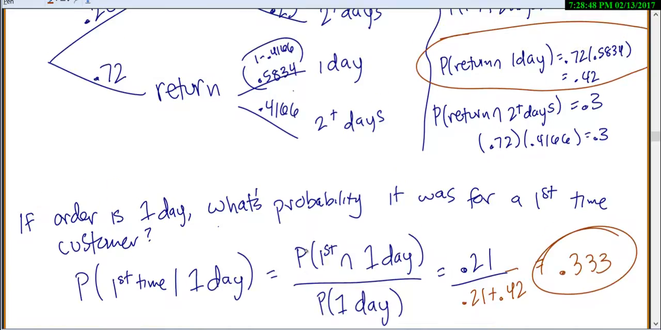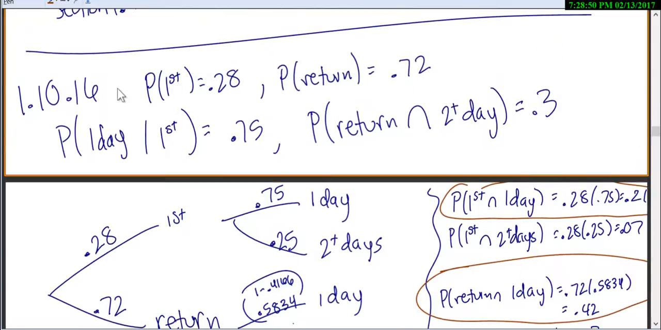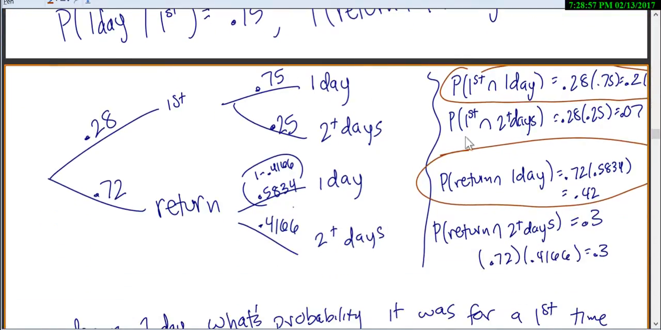So if you're getting a lot of probabilities and there's a lot of conditional probabilities and you're not quite sure how to get to the final answer of what they have, usually the tree diagram will help a bit there.